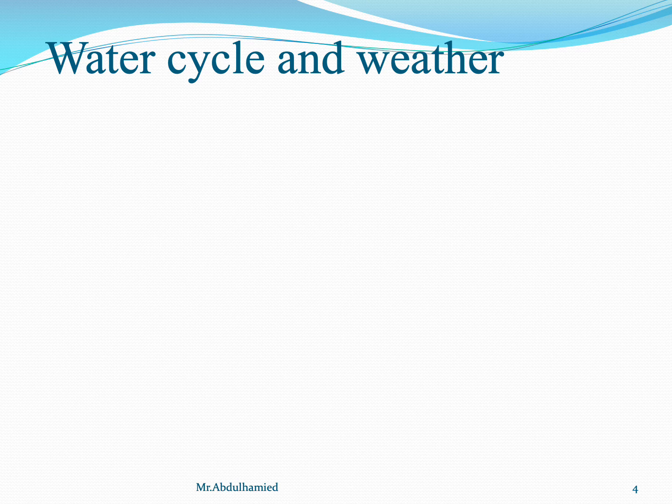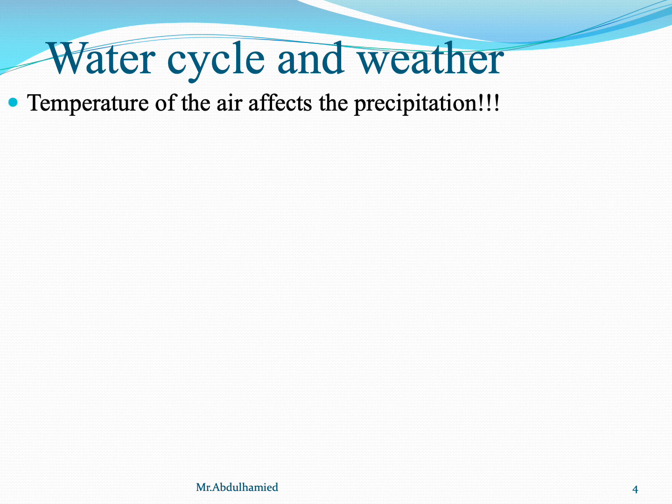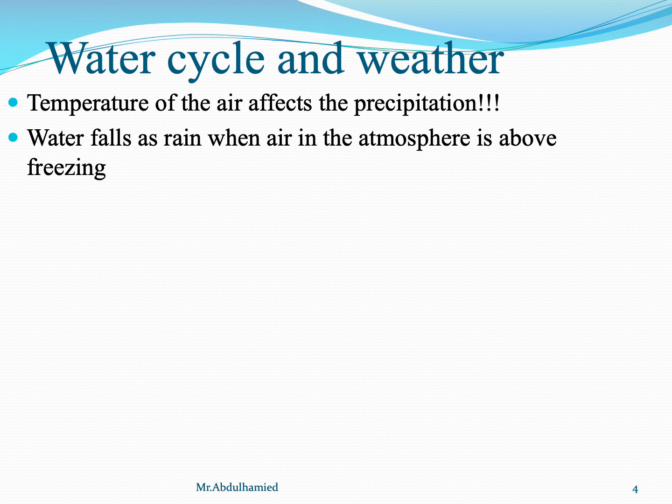So we have said that weather depends on water, air, and temperature. But mainly weather depends on the air temperature. We'll see how the air temperature affects precipitation. Now, water falls as rain when air in the atmosphere is above freezing. What do we mean by this?